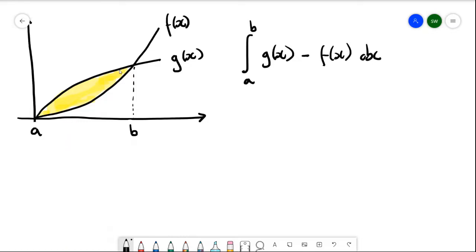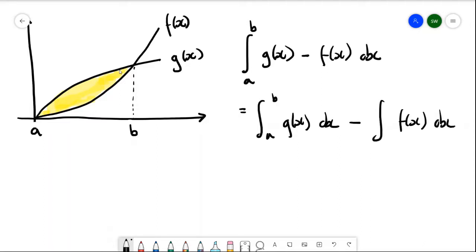The reason why this works is because we can split this up into two integrals. We can split this up into the integral from A up to B of g of x, subtract the integral of f of x. And this works because this first integral here is the area underneath g.